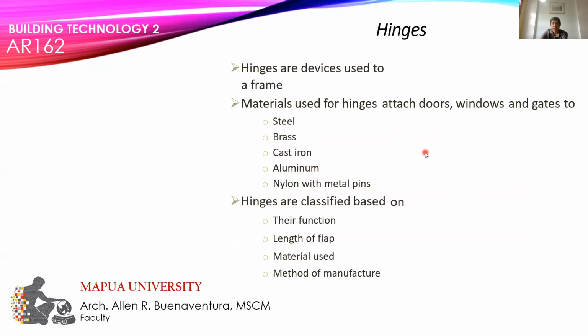So we also have different types of hinges. Hinges are used to attach the door, windows, and gates to a frame, no? So what are the different types of hinges? We have steel hinges, or brass hinges, or cast iron, aluminum, nylon with pins. So hinges are classified into their function, their length of flap, the materials used, and the methods of manufacture.